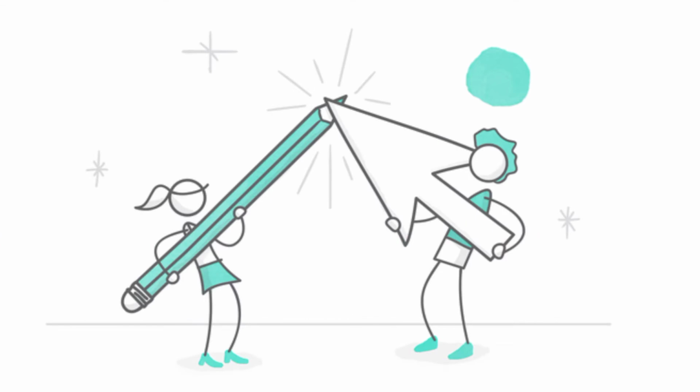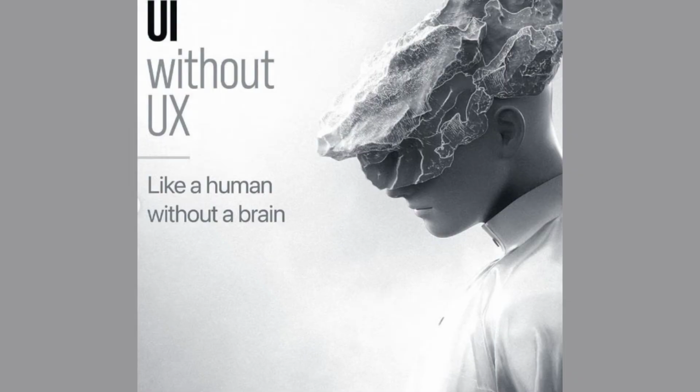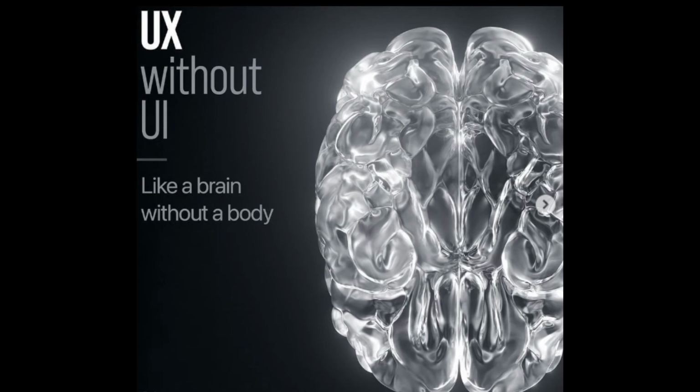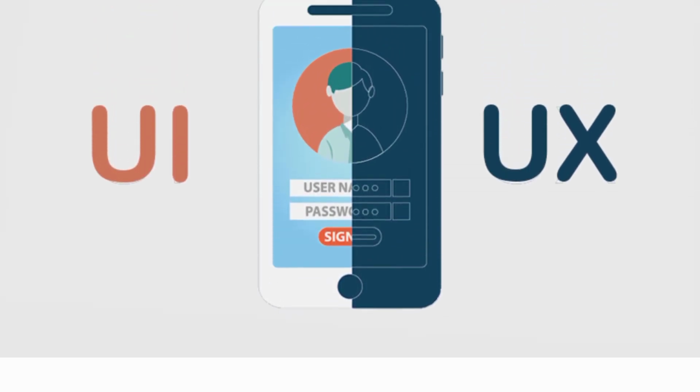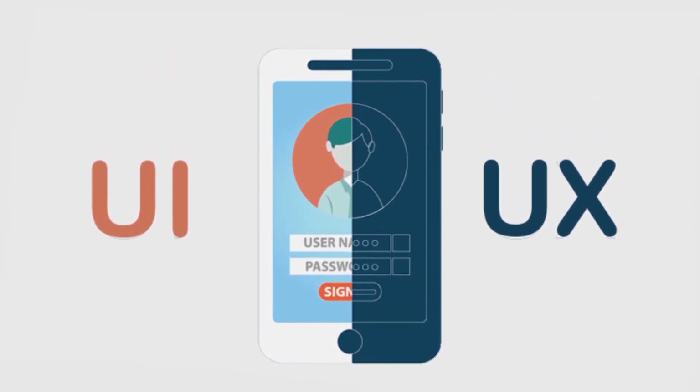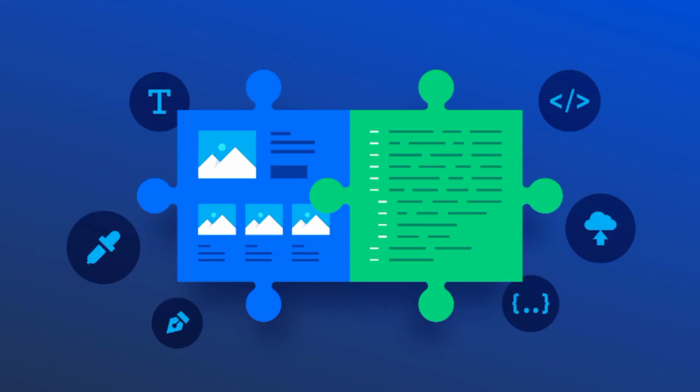So these are the things the UX designer and UI designer will do. UI without UX is like a human without a brain. And another sentence I want to make: UX without UI is like a brain without a body. So both UI and UX are very important for any product to be finally used by customers as well as users. I hope you got very clear clarity on UI and UX.